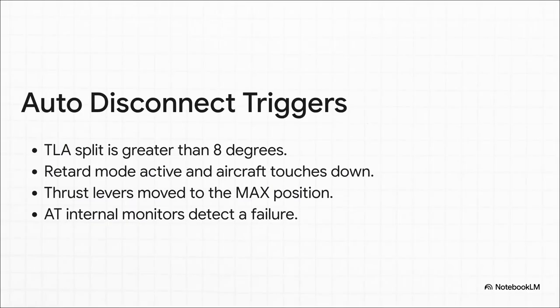Now, what if you don't hit the manual disconnect switches or overpower the levers? What makes the system throw in the towel on its own? You've got to memorize these automatic triggers. The biggest one, the one that is a vital safety mechanism, is the 8-degree split. If the system sees the left and right thrust levers split by more than 8 degrees, it instantly kicks off. It'll also disconnect if you shove the levers to max, or if the internal monitor senses a system fault.